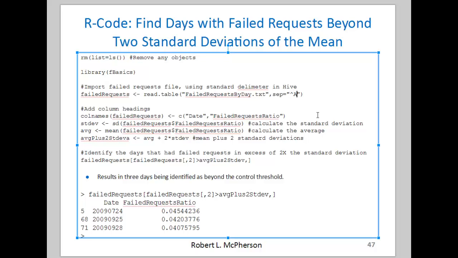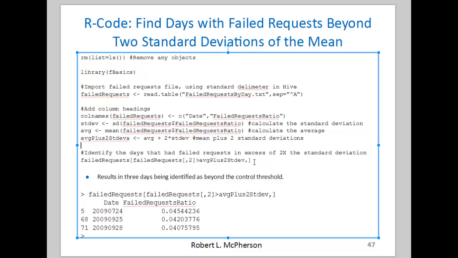Looks like that, and that will work, and put that in a variable called failed requests. And here we're adding some column names, date and failed request ratio. And then we're creating a standard deviation and an average. And from those two, we create a third variable that shows the average plus 2 times the standard deviation. And you can probably see where we're going with this.